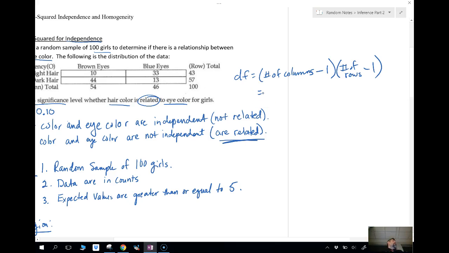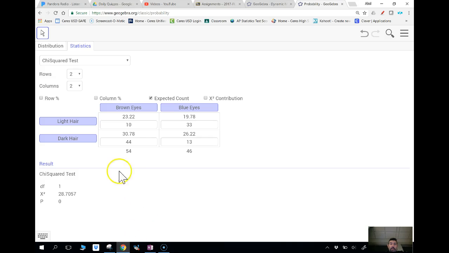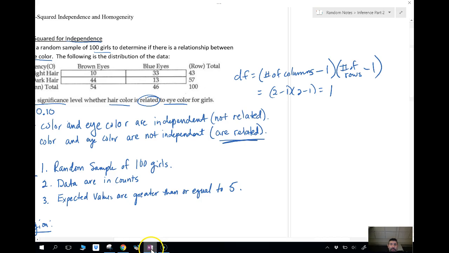How many number of columns do I have? 2 columns, 2 rows, and that's going to give me 1. So that's how I got my degrees of freedom 1. Then that was on the GeoGebra output right here. But hint, hint, you're going to need to know how to find that. Okay. All right.